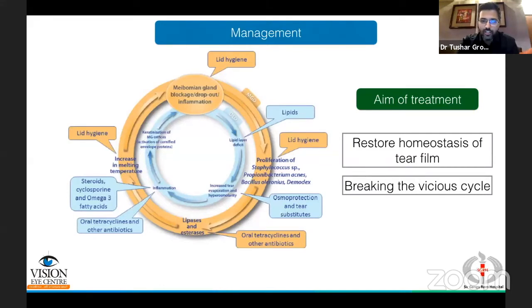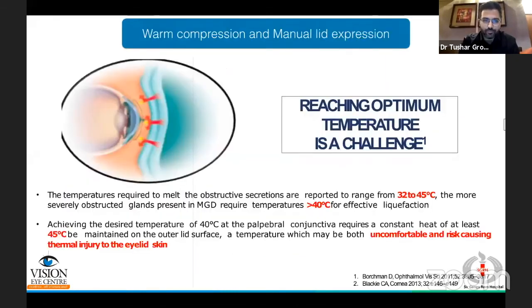So each intervention that we take acts on different components of the vicious cycle, and some on multiple components of it. So for example, oral tetracyclines would act on the inflammation, and in addition to that, also reduce the bacterial load that exists. And steroids again would target the inflammation. Lipids would help take care of the lipid layer deficit, and lubricants and lid hygiene also act on different parts of this vicious cycle that needs to be broken for us to be able to bring back the homeostasis of the tear film.